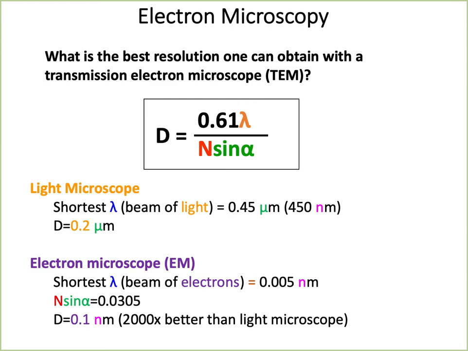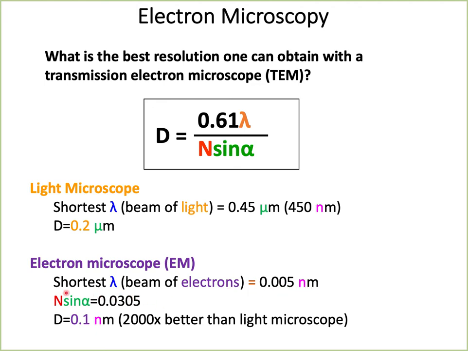So let's calculate the resolution of a typical electron microscope using this formula that we have learned previously. To do this, let's first take a look at the shortest lambda, which for a beam of light is about 0.45 micron, 450 nanometer, and D is 2 micrometer. For the electron microscope, the shortest wavelength of the beam of electrons is about 0.005 nanometer.